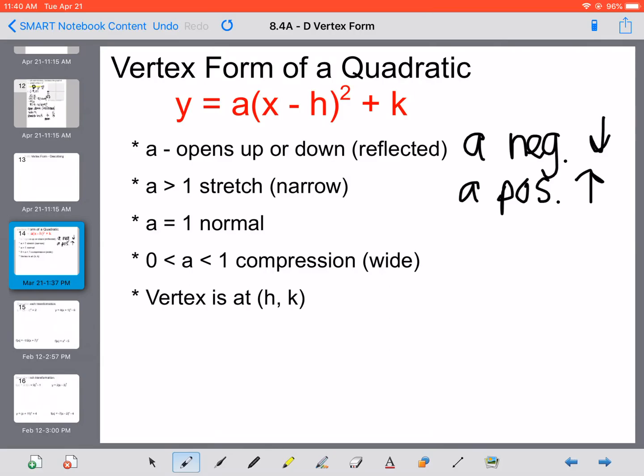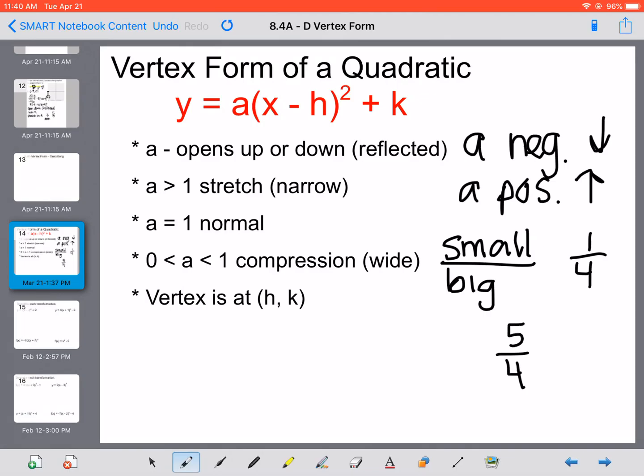And then if A is bigger than 1, you're stretching. If A is equal to 1, you're normal. So if there is no number there, then that would be considered normal. And then if A is between 0 and 1, then that means you are a compression. And yesterday we talked that it's really just a fraction where it's a smaller number over a bigger number. So like 1/4. That would be an example of a small over a big. If I gave you 5/4, that's actually now going to be a stretch because that is bigger than 1.